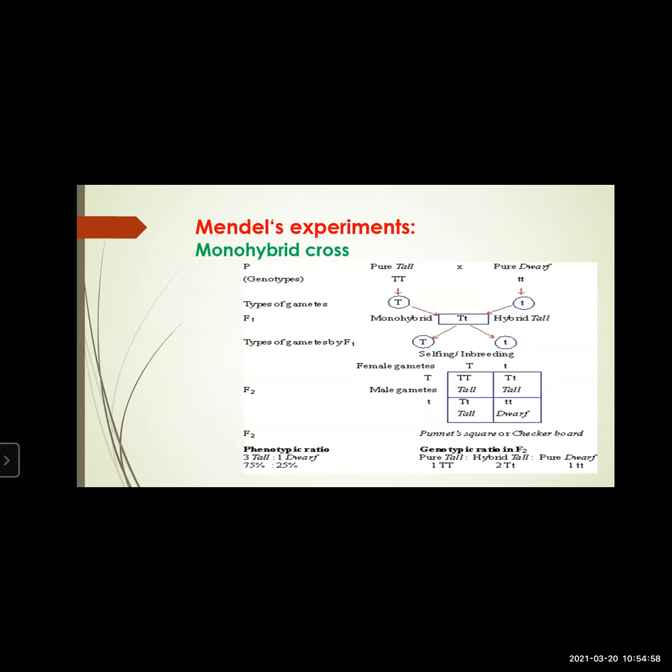So we have seen that when the pure tall plant was crossed with pure dwarf plant, then a hybrid tall plant was found, and that is called the first filial generation. And then when selfing took place between the first filial generation, it was solved with the help of Punnett square, right?